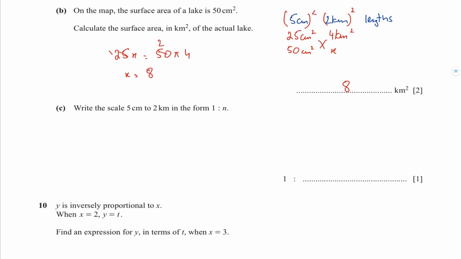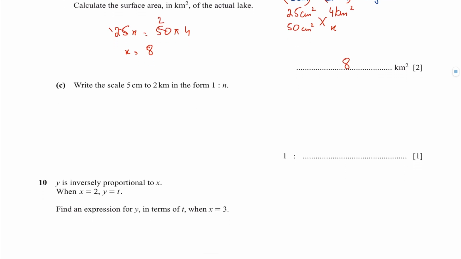Okay, now we have to write the scale 5 centimeter to 2 kilometer in the form of 1:n. Usually a ratio question will have something similar to this. So what we'll do here is make sure that the units are the same. When I'm making the units the same, I'll convert the larger unit into the smaller unit so that I don't have to deal with any decimals.